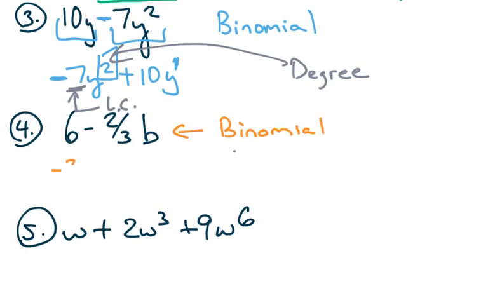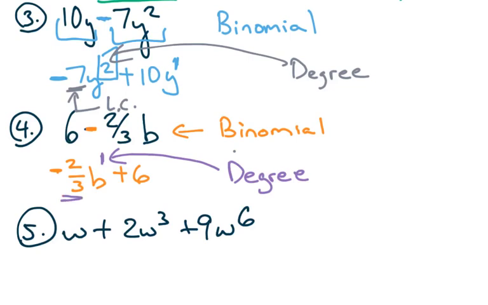We could rewrite it as negative 2/3 b plus 6. Notice I took the negative sign with the negative 2/3. And this does have an exponent. It's 1. So hence the degree is 1. And the leading coefficient is the number in front, which is negative 2/3.